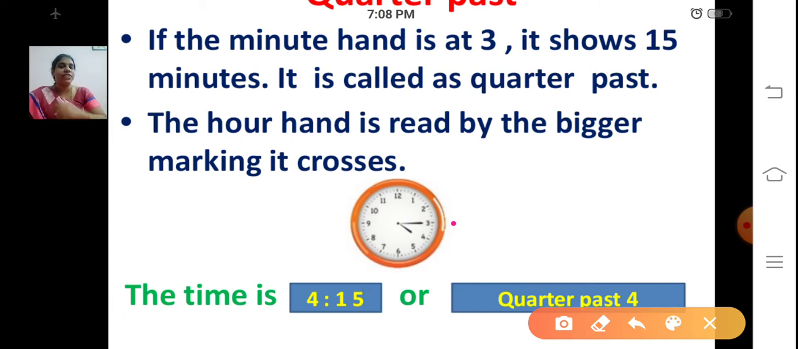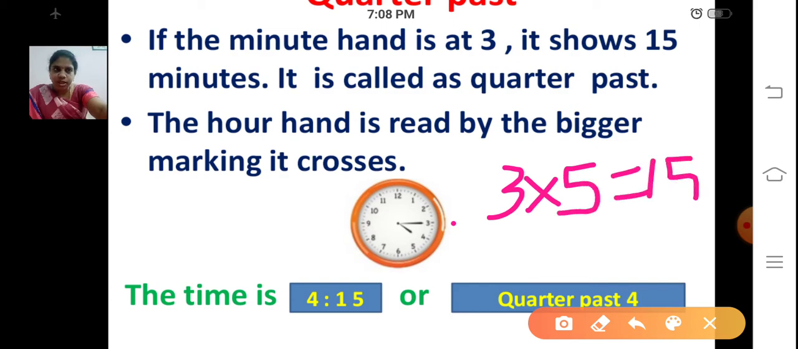Just now we saw that if the longer hand is at 3, it is 3 into 5, which is 15 minutes, right? So 15 minutes, that we know. It is called quarter past. What do you mean by quarter? Quarter is 15. So 15 minutes has passed. 15 minutes is over from 4 o'clock. So that is past.